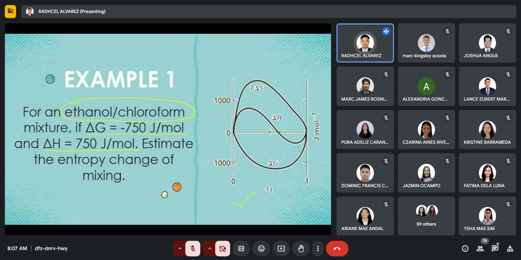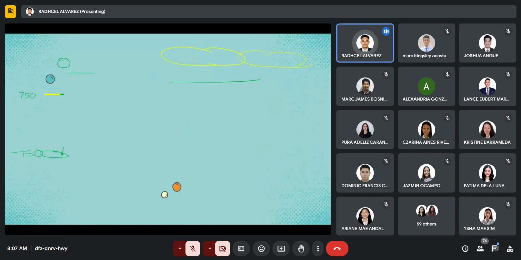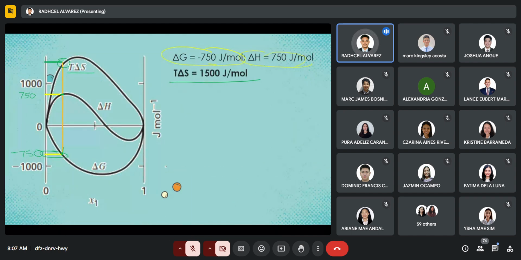But, in our problem, we are looking for the entropy change of mixing. Ibig sabihin, ang hinahanap natin ay delta S lamang. Okay, now, question. Ang nahanap natin sa graph ay T delta S. And alam natin na ang formula natin for delta S ay delta H minus delta G over T. So, pwede natin itong gamitin. Or pwede rin namang ito. Same lang naman sila ng lalabas.